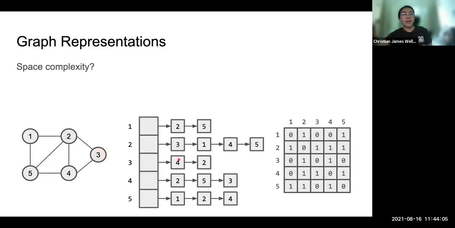Now, we are concerned as well about the space complexity of representing this, so give it a bit of thought. In case you forget, I hope this is fast enough for you: space complexity using an adjacency list is O(V plus E), while adjacency matrix is O(V squared). Okay, when to use which representation, it depends.